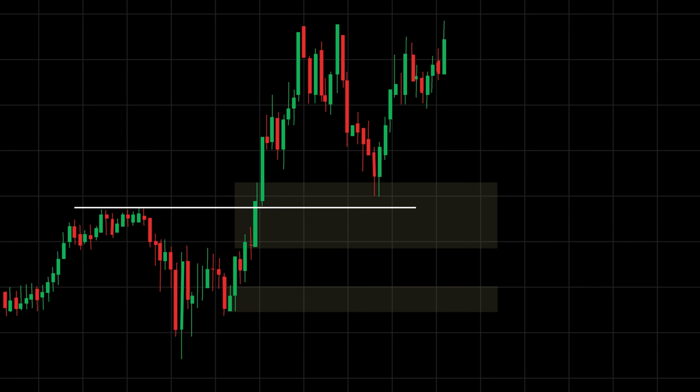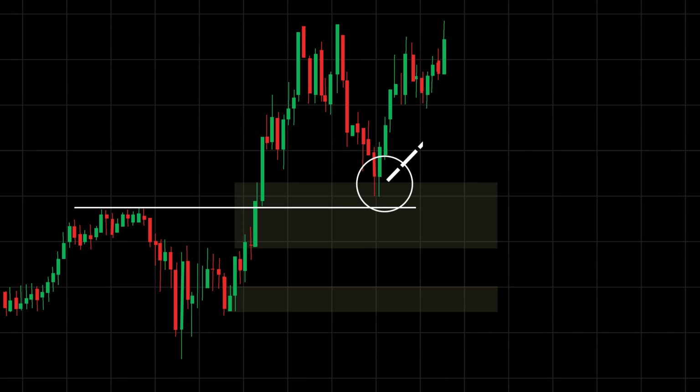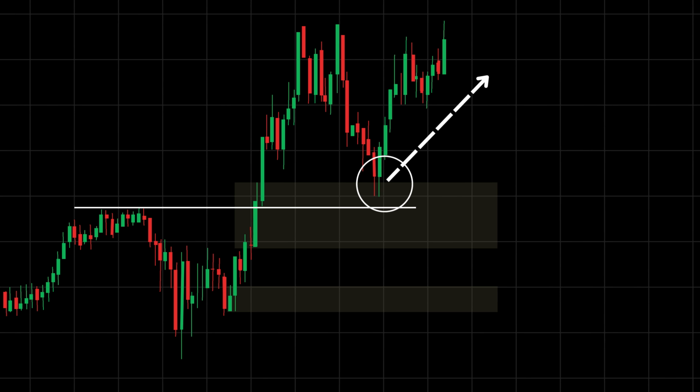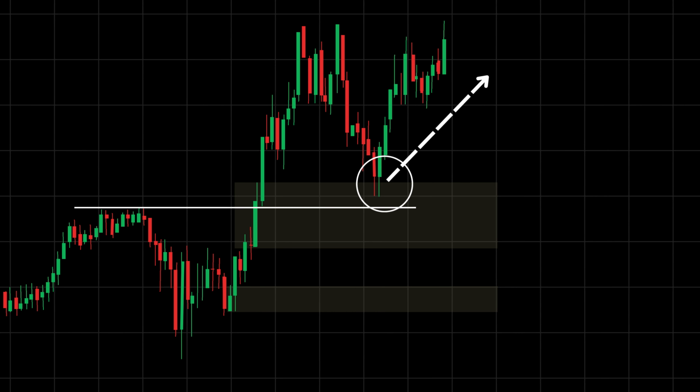Watch what happens next. The market pulls back into that order block, gets rejected, and then pushes higher, confirming the order block's validity, now reinforced by the old resistance flipping to support.